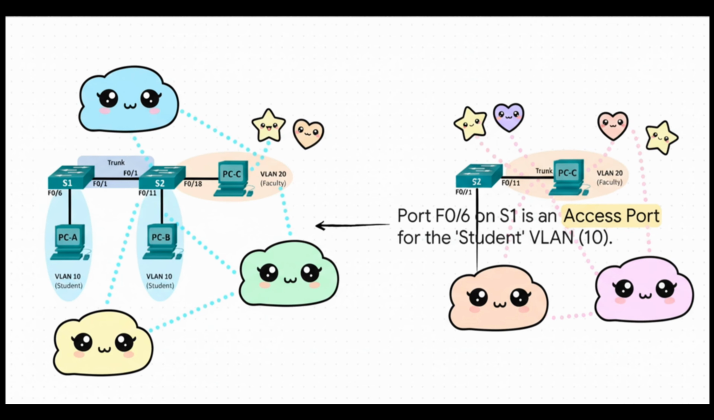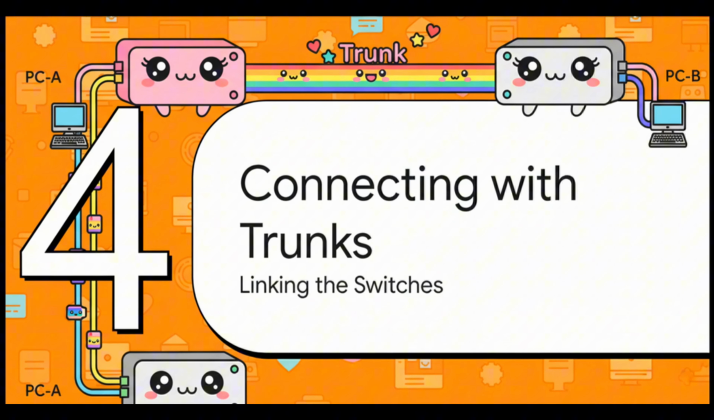We do the same thing for PCB over on its switch, and for PCC, the faculty machine, we do the same commands, but we'd assign its port to VLAN 20 instead. Okay, so assigning devices to their own little virtual rooms, that seems pretty straightforward. But what about the hallway connecting those rooms? I mean, that one physical cable between the 2 switches has to carry traffic for both the students and the faculty. How on earth does it keep them from mixing?